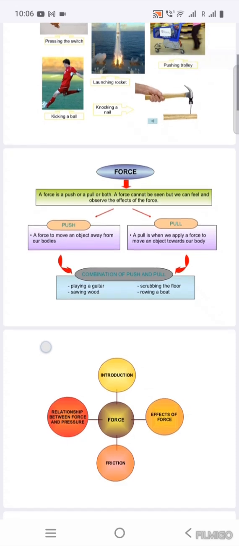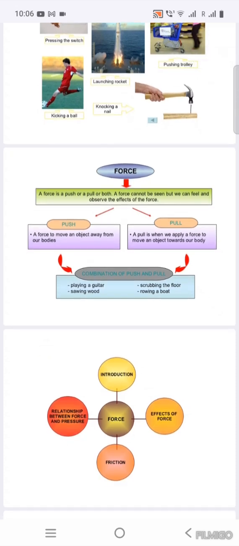So here are the types of forces. There are two types of forces. You can see here push and pull. So what is push and what is pull? Push is a force to move an object away from our body.